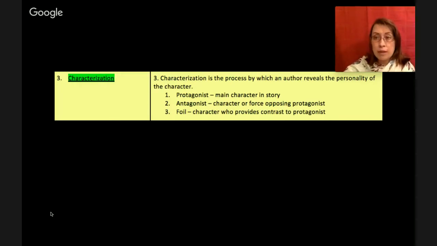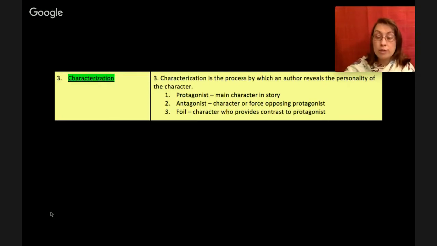Go ahead. Write yourself a quick note next to number 2 that the antagonist is the one creating the problem. And the third one is foil, and this is a character who provides contrast to the protagonist.